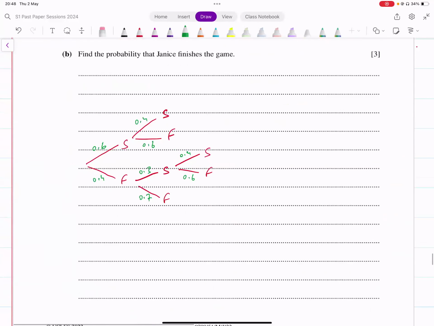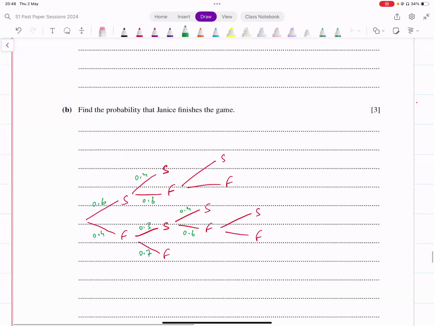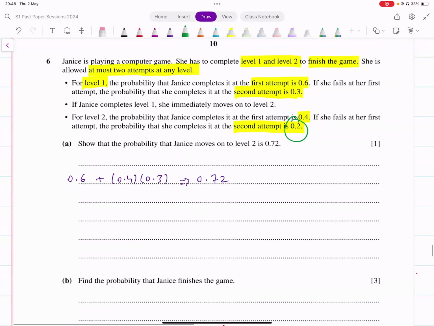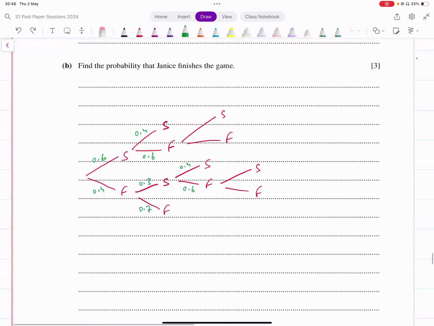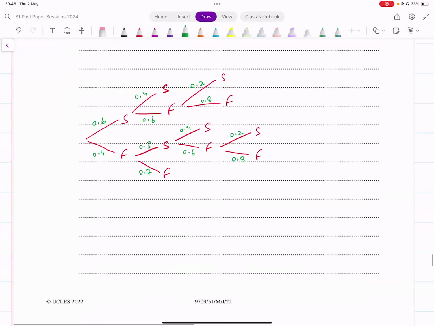If she fails at the second level once, she has another attempt. She can either be successful in that second attempt or fail in that second attempt. What are the probabilities here? On the second attempt, the probability of her being successful is 0.2, and the probability of her failing is 0.8. So we have 0.2 here and 0.8 here. This is what the tree diagram looks like.